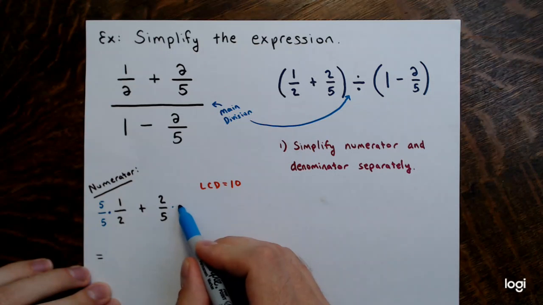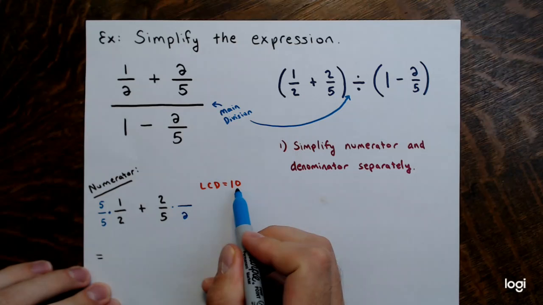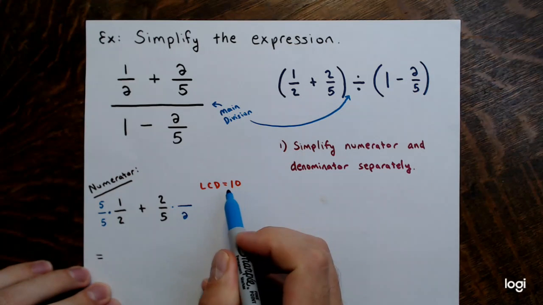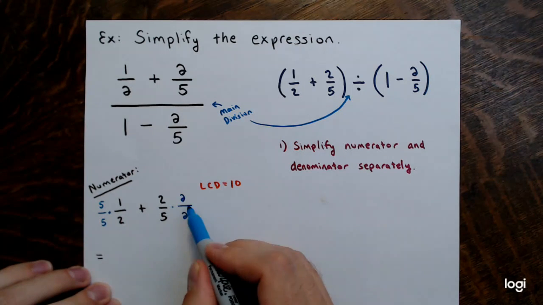Same thing for the 2/5. I'm going to multiply the denominator by 2 to get the denominator to be the LCD, the 10. And I'm also going to multiply the numerator by 2.